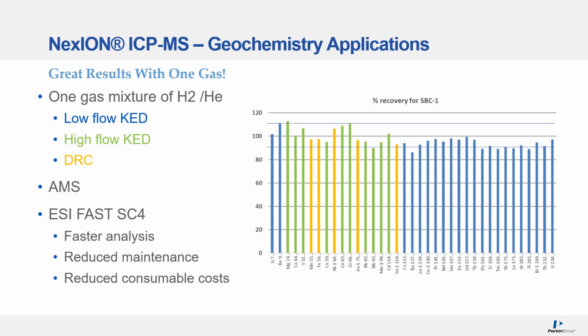When you look at the bar graph, you can see that there is different color coding. The different colors indicate different modes that we're running the gas in. So the blue bars are representing low flow KED, the green bars are high flow KED, and the yellow bars are DRC, so tuning that gas to make use of the hydrogen reaction effect. As well, AMS was used, and an ESI fast system was also used. So we were trying to get high throughput in this case, meaning faster analysis, reduced maintenance, and reduced consumable costs.